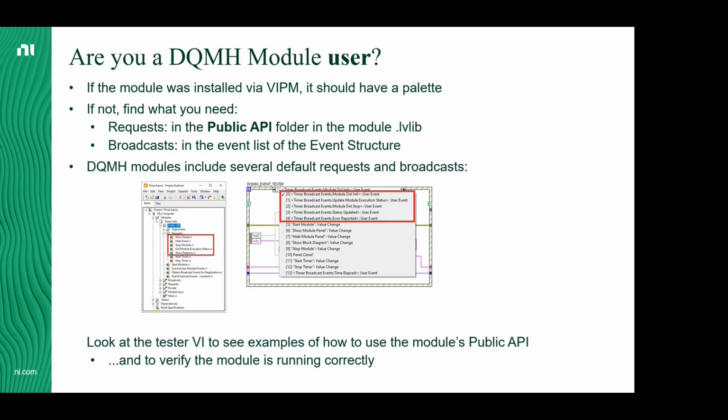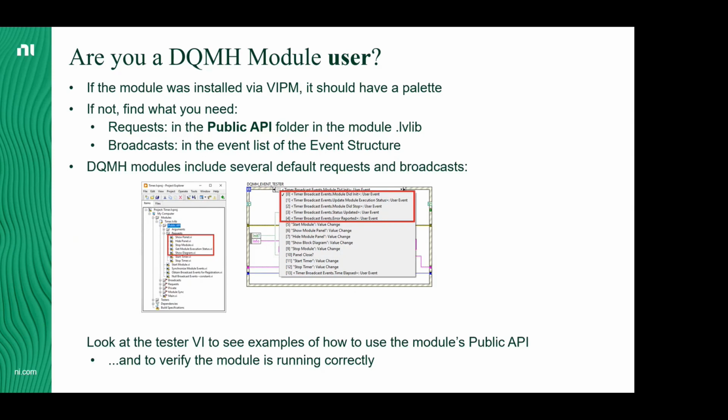Now, there are several default requests and broadcasts built into DQMH. Y'all saw me use a couple of them when I was debugging that problem in my module, when I had to show the panel to see that debugging numeric on the front panel, when I had to show the diagram to go set probes while it was running. These are requests and broadcasts that are built into DQMH that you don't have to create. They're always there for any module you work with.